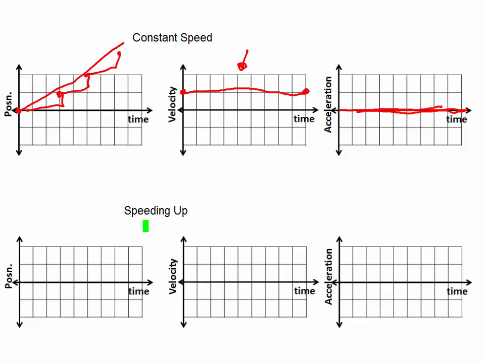What would these graphs look like if I were speeding up? What would happen if I actually had some acceleration? Then my speed would be increasing. That's the definition of acceleration, a change in velocity. And this guy would go up just like that. And in my position versus time, I would be covering more and more and more distance as time went on.